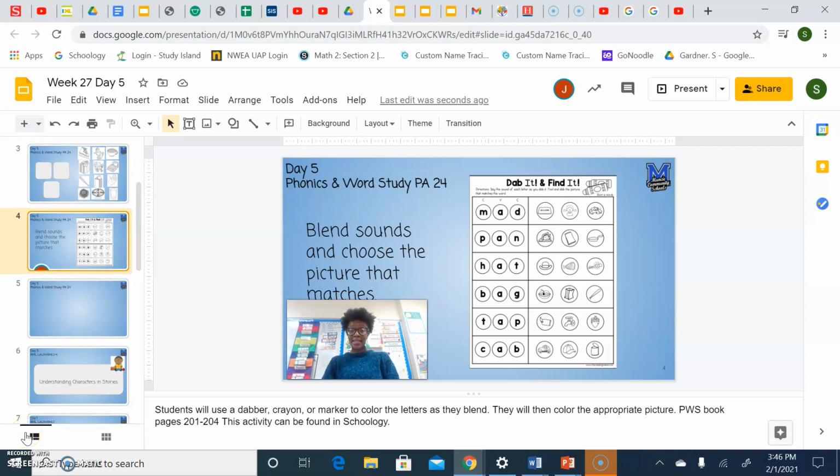Today, you're going to blend sounds and choose the picture that matches. Let's look at this picture right up here, and we're going to look at these letters that are next to this group of pictures. We're going to say the sound of each letter, and try to guess the word.